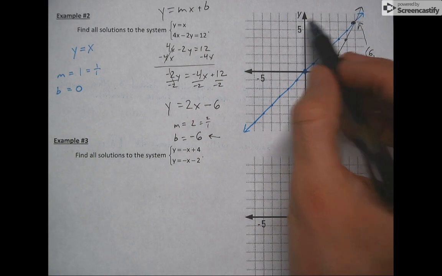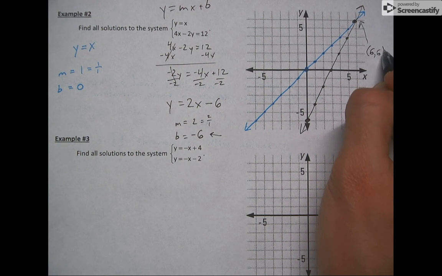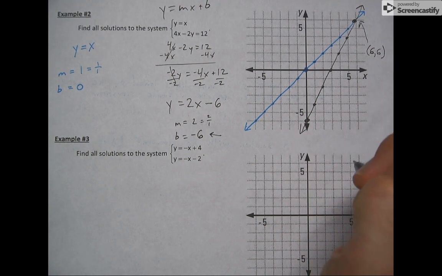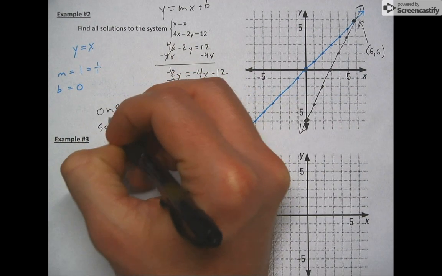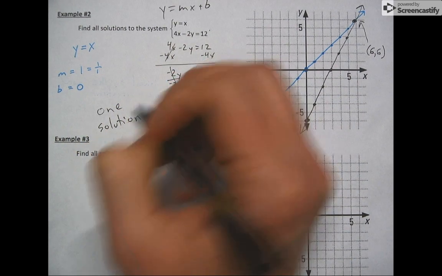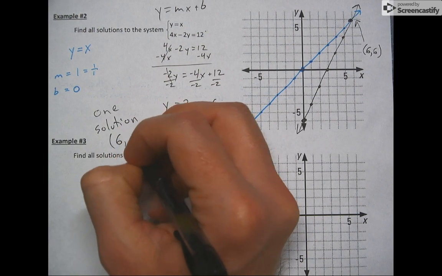And the y value is also 6. So that point that they cross is (6, 6). There's only one solution here because it's the only spot where they cross. That solution is (6, 6).